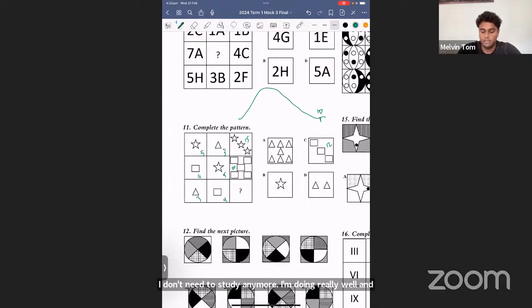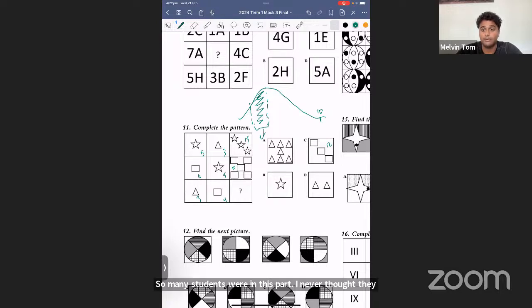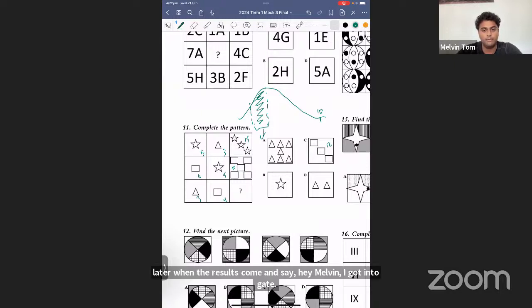Or on the other hand, if you're in the middle section or the bottom section, one of the reasons we don't share this information is because Loyola has got it wrong so many times. In the past, there are so many times I've had students in this section of the bell curve, where they're just below average. So many students in this part, I never thought they would pass the GATE exam. But then they would call me up later when the results came and say, hey, Melvin, I got into GATE. And I'd be shocked. Oh, wow, that's amazing. I'm so happy for you.